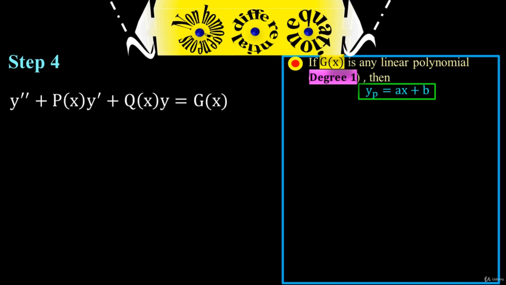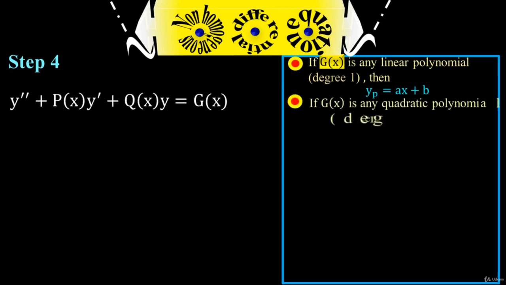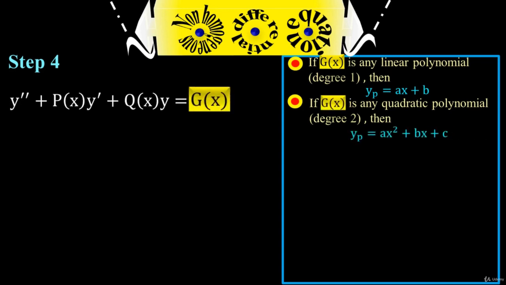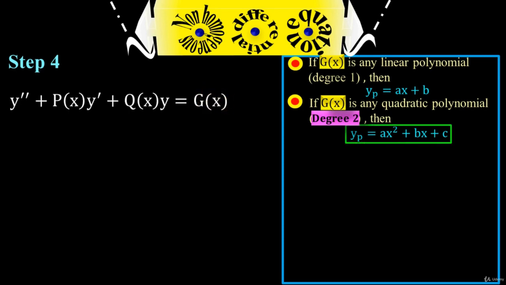This is called the characteristic equation. Condition number 2: if g of x is any quadratic polynomial, degree 2, then I'm going to use this equation. You have to look to the right side of the equation, g of x, then you decide the appropriate characteristic equation. G of x is degree 2 here. The power of the variable is 2, like x squared, 3x squared. Then I'm going to use this equation: y sub p equals ax squared plus bx plus c.